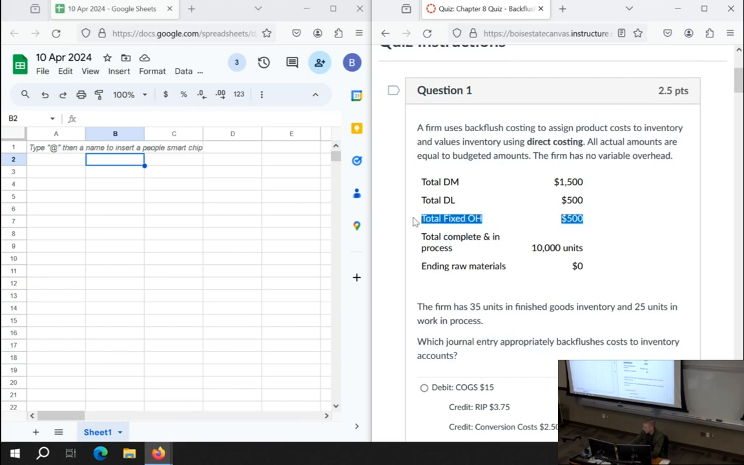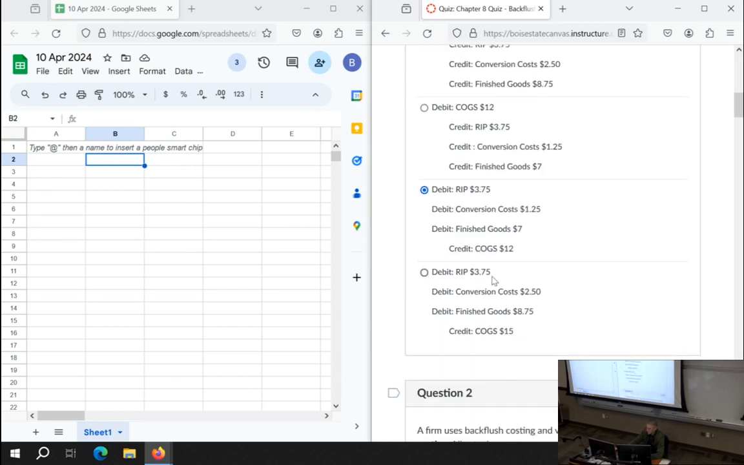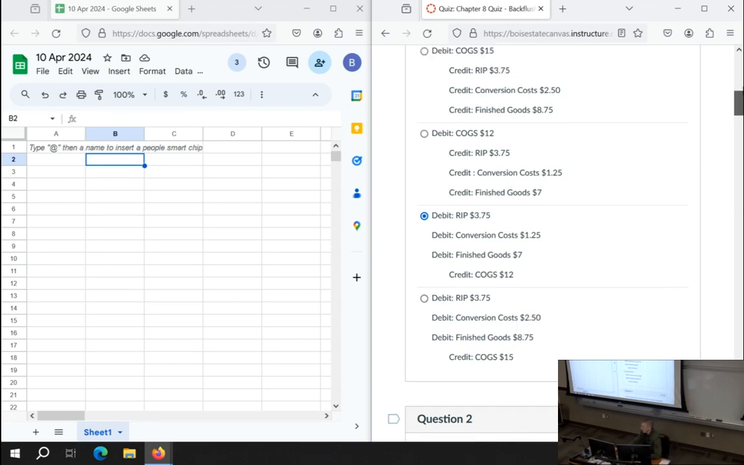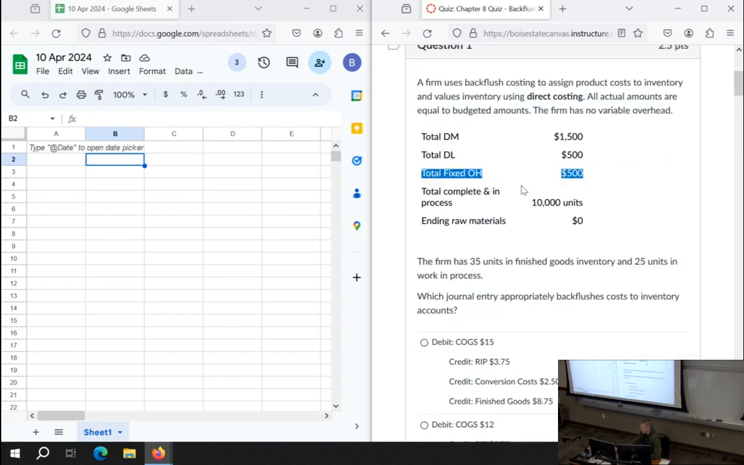Would you include this 500? Well, if I just had to guess without doing any of the calculations, my money's on C, the one I accidentally pushed the button for. That's the right answer, because it debits and credits the right accounts, and comparatively, it has a lower amount for conversion cost and finished goods. Those are the two that would include overhead if we were including overhead. So I'm probably tempting you with an extra amount going to conversion costs and finished goods if you incorrectly include that $500 of fixed overhead.